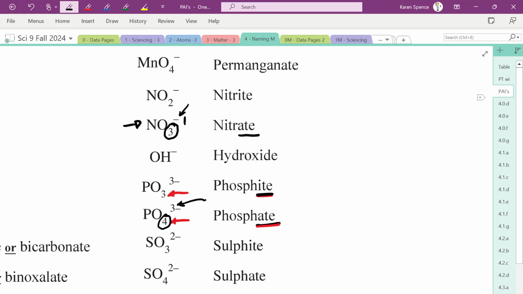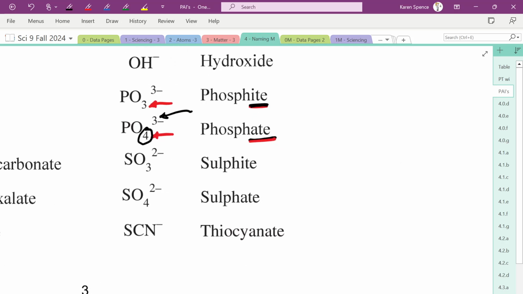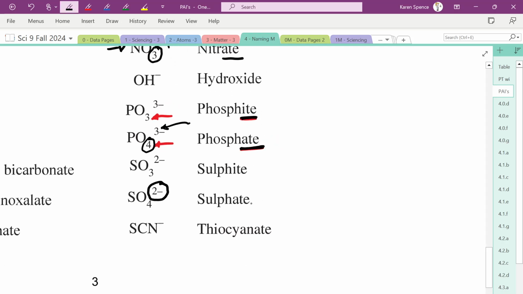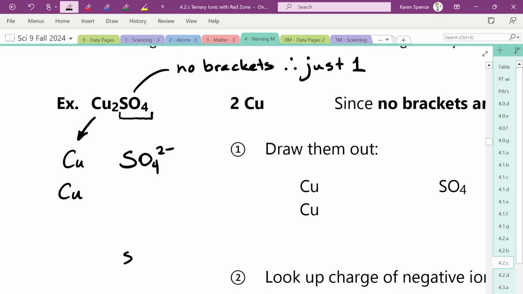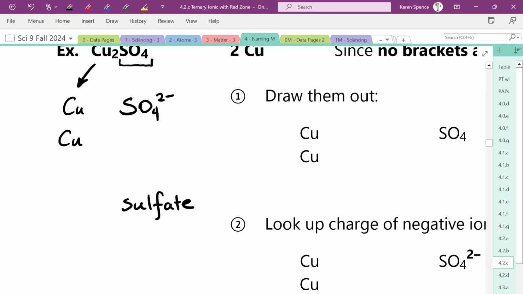SO4 has a 2- charge and its name is sulfate. Now, I did want to bring your attention to this. You will see both "sulfate" and you'll sometimes see sulfate with an F. Both of them are okay. Most of my resources use the pH, but if you ever see an F, that's also okay.